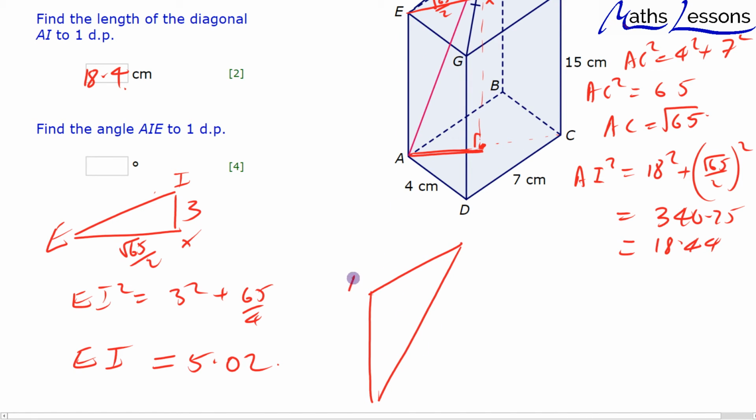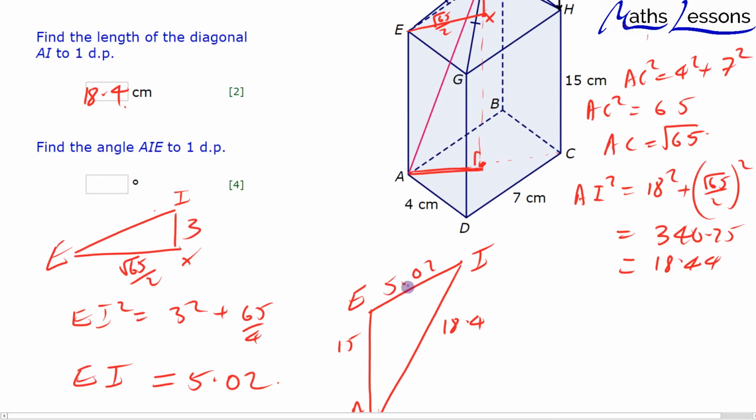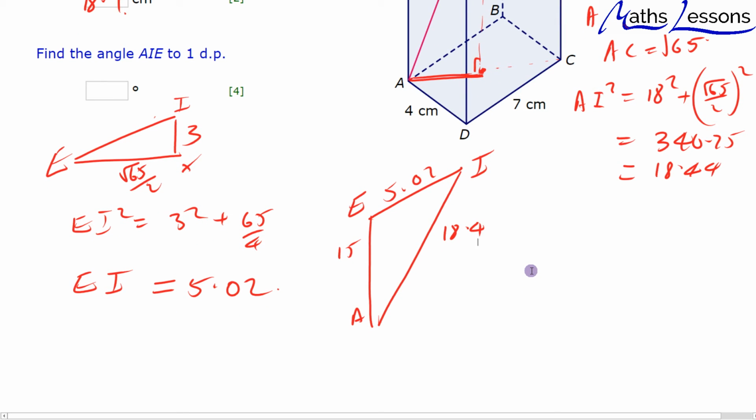We've got E and A. We've also got EI. So we now know this is 5.02. We now know this side is 15, and previously we worked this side as 18.4. Now when doing your calculations, you must make sure you use all the digits for 5.02, and all the digits for 18.4 here as well.